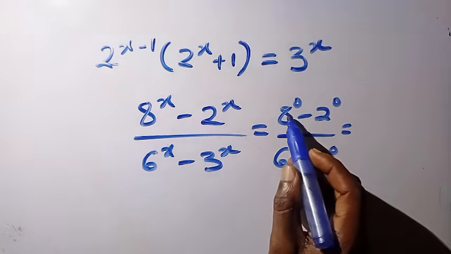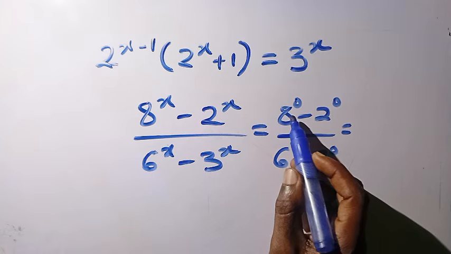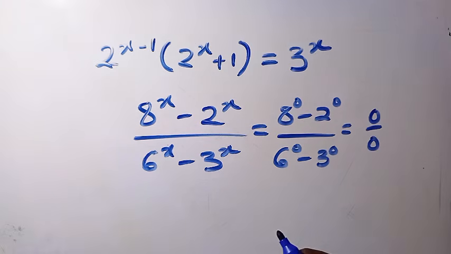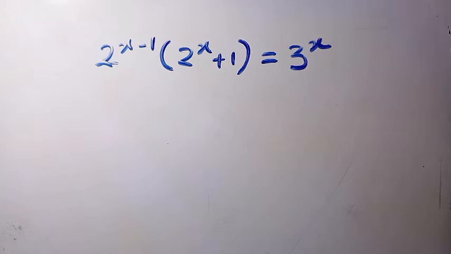So this equals, anything to the power 0 is 1, 1 minus 1, that is 0 over 0. And this is undefined. So x can never be equal to 0. So since it is agreed that x can never be equal to 0, let's look for other values, because nothing we can do here.